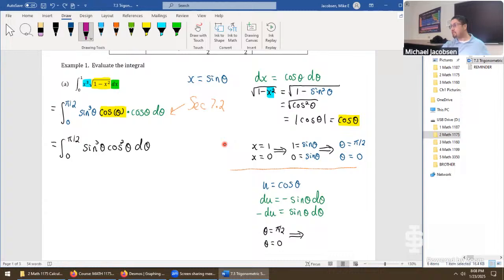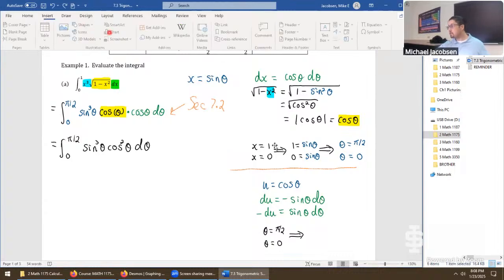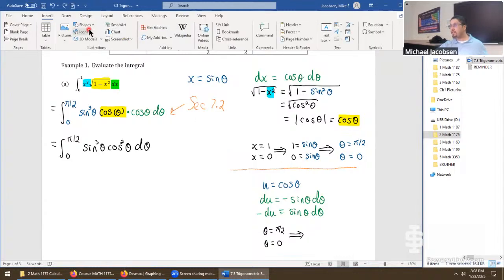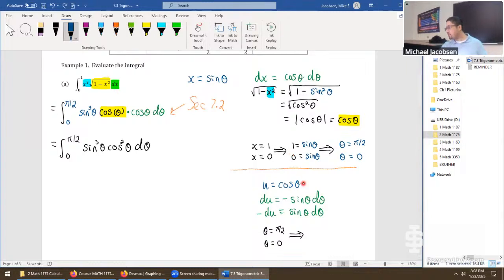So let's keep on running through it. Pi over 2 goes inside here for cosine. So we have u equals cosine pi over 2. But cosine at pi over 2 is 0. Lower limit, we have cosine at 0. But cosine of 0 is exactly 1. And notice how weird that looks. Our upper limit is really 0. Our lower limit is really 1.